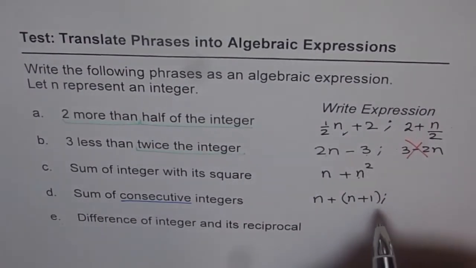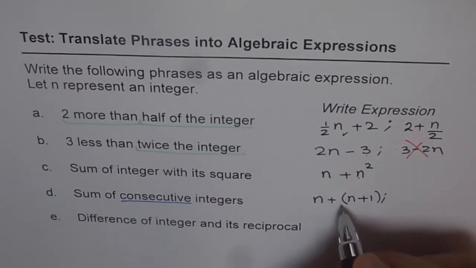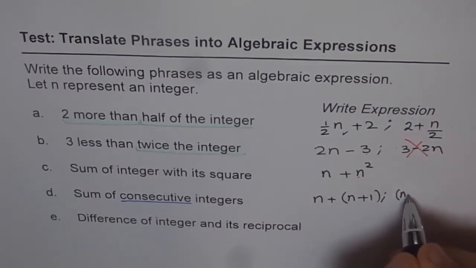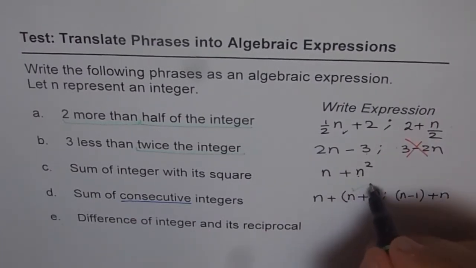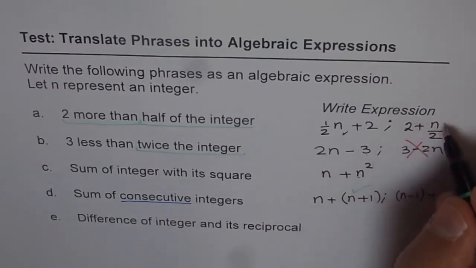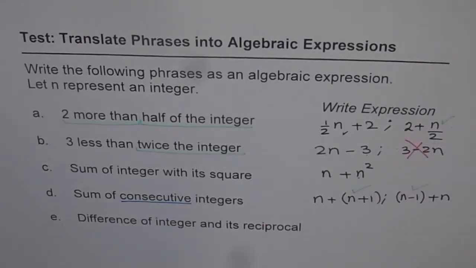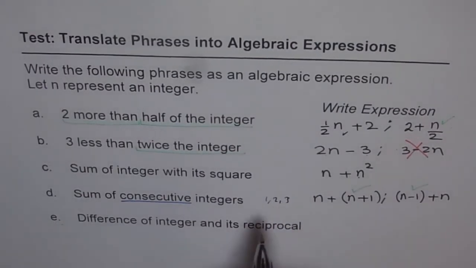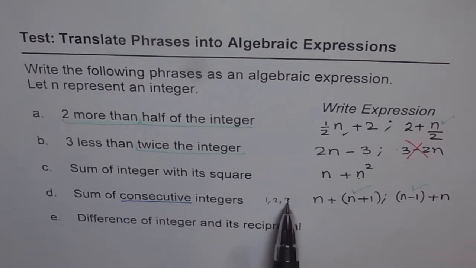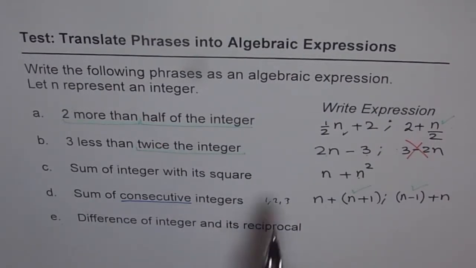Do you understand? At times, you can also write the number before this. That means you can write it like this also, n minus 1 plus n. In this case, both are correct. Do you understand? I'll say this is correct, but not good. So, sum of consecutive could be written either way. Consider numbers like, for example, we write 1, 2, 3. Then 1 and 2 are consecutive, 2 and 3 are also consecutive, correct? That is how it is. Let's say 2 is your number, then 1 is adjacent to 2, right? The next number will be 3. So, both are correct answers.